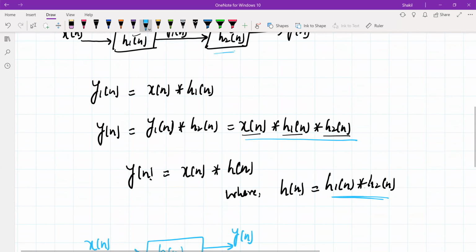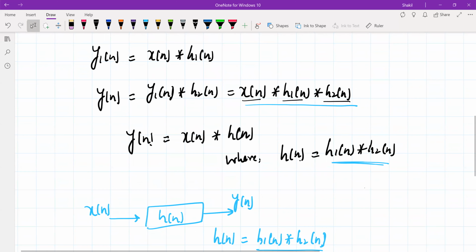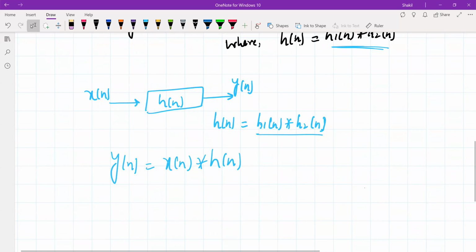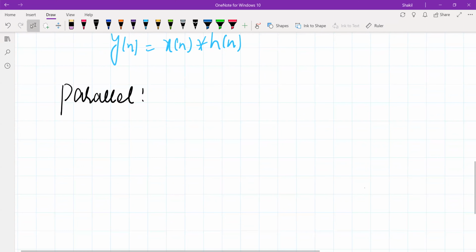So this is how you calculate the output of a cascade system. If two systems are connected in cascade, the overall impulse response is simply the convolution between the two impulse responses. Same way, if the two systems are connected in parallel, parallel means simply this.